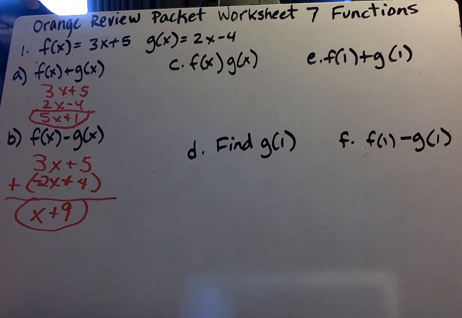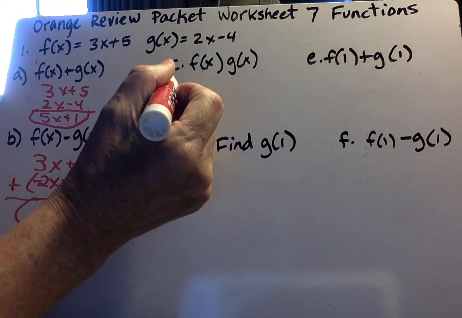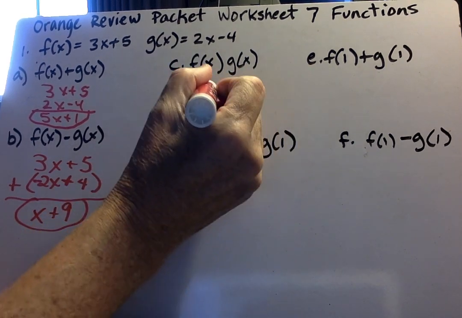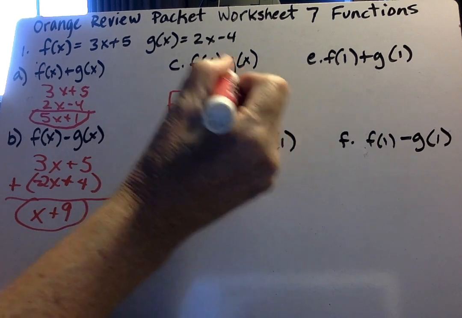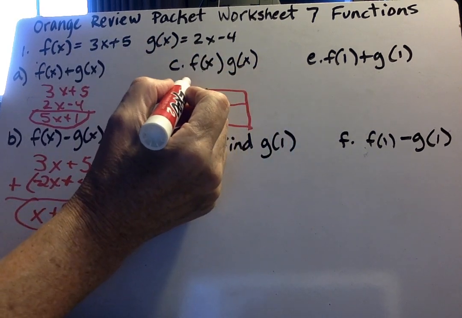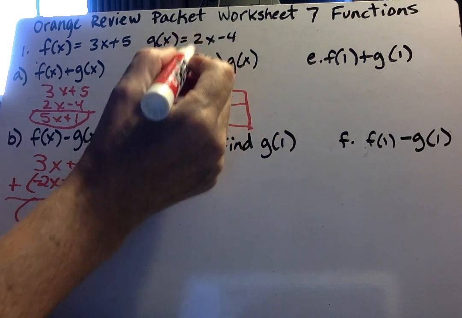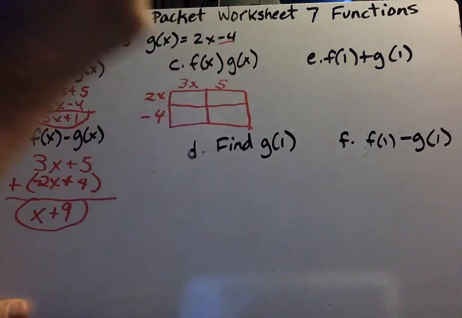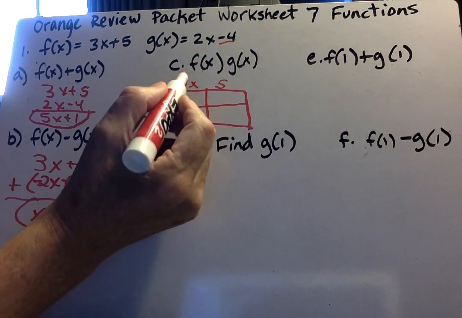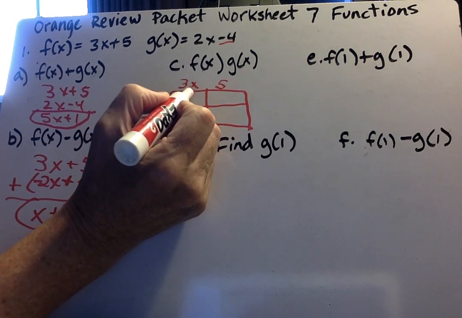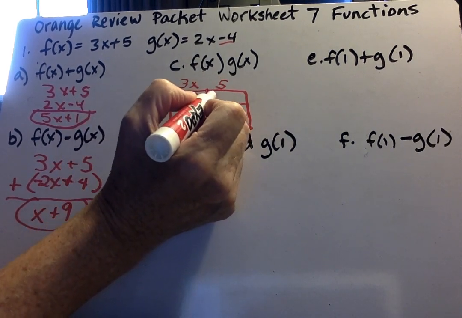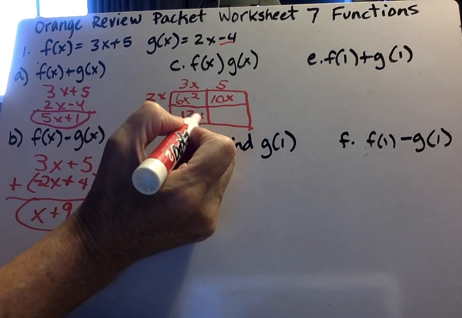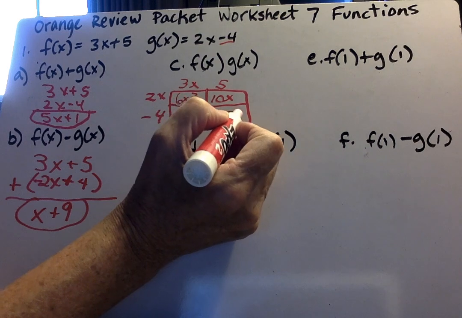Now we go on to C, f of x multiplied by g of x, and that's when we draw our box. And we say f of x is 3x and 5, and g of x is 2x and a negative 4, making sure we also include the sign in front of it. So 2x times 3x is 6x squared. 2x times 5 is 10x. Negative 4 times 3x is negative 12x. And negative 4 times 5 is negative 20.